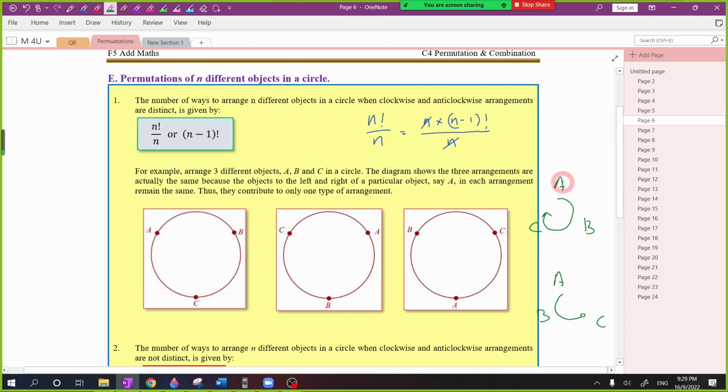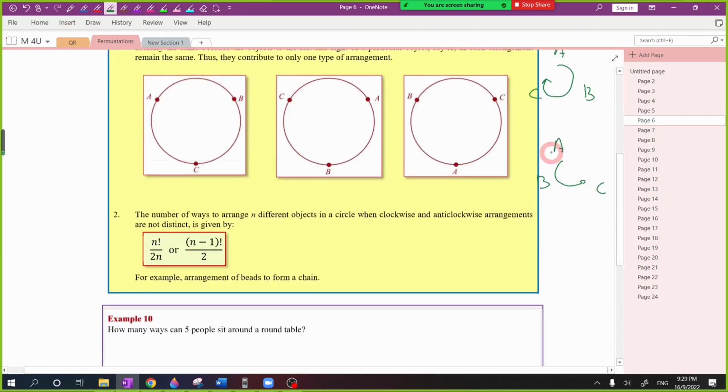So if you sit, let's say you are A. I ask you now, who is on your left? B. Who is on your right? C. So how about this one? Who is on your left? C. Who is on your right? B. They are different, right?